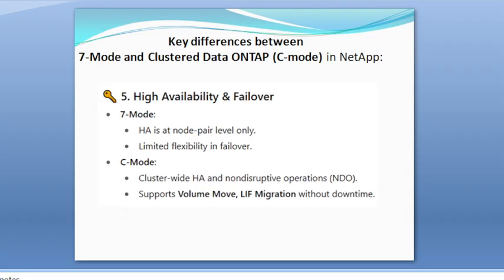Next is high availability and failover. In 7-Mode, HA is at the node pair level only, so there is limited flexibility in failover. In cluster mode, there is cluster-wide HA and non-disruptive operation happens.